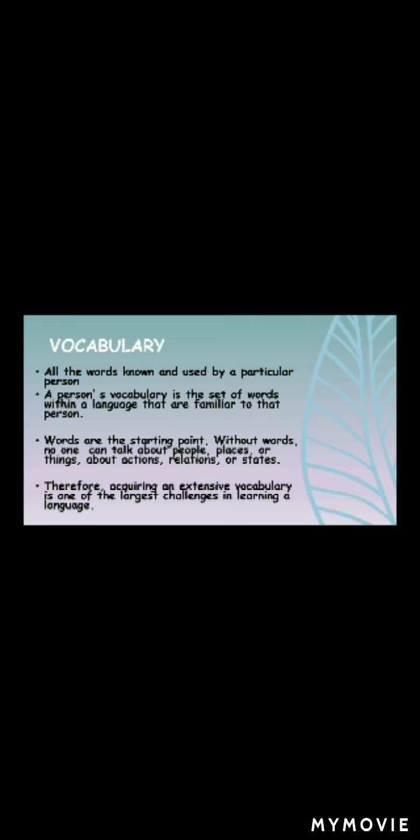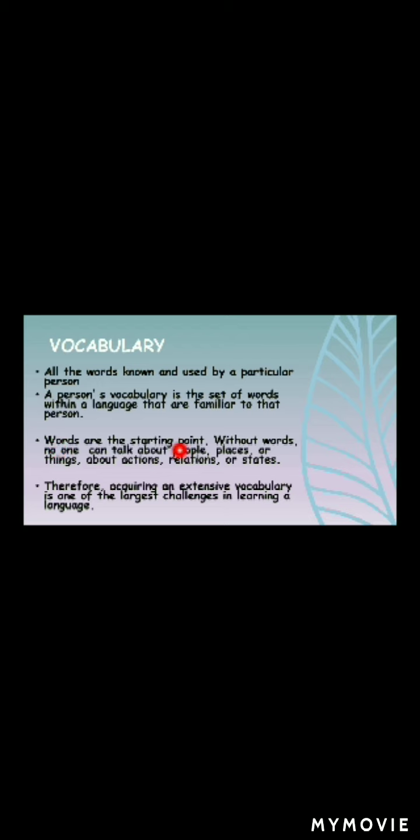What is vocabulary? All the words known and used by a particular person is called vocabulary. A person's vocabulary is the set of words within a language that are familiar to that person. Whatever we know or use is our vocabulary.